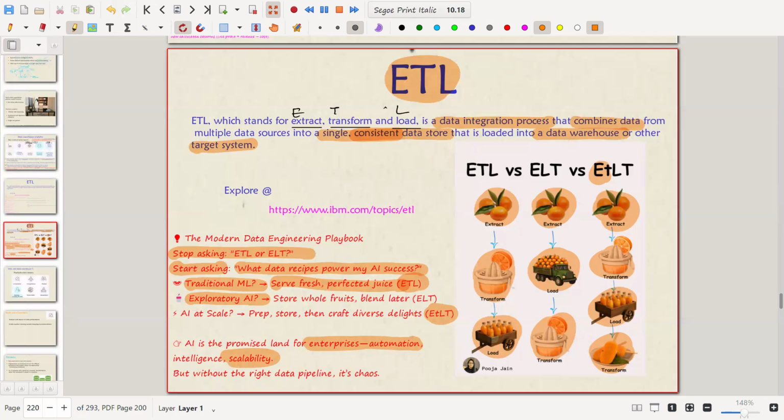But without the right data pipeline, it is chaos. So this data warehouse is that data pipeline, the right data pipeline where you can store data, process data, and have many of these analytical processing in hand. So this is the story so far of data warehouses. Maybe next class we can see more on it. So with that, maybe we can stop for this class.